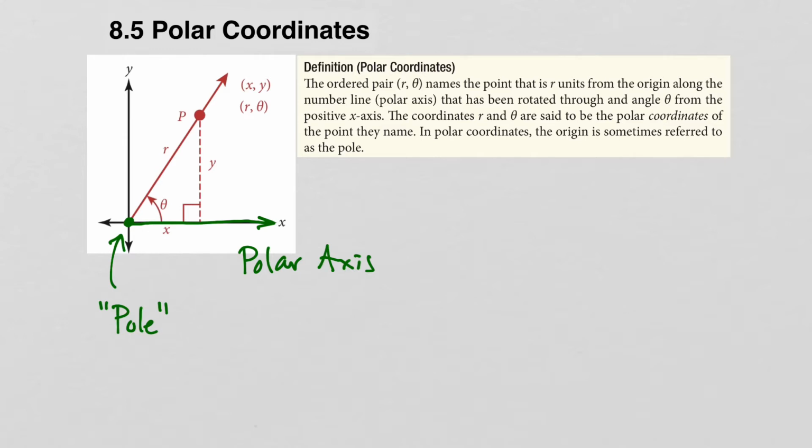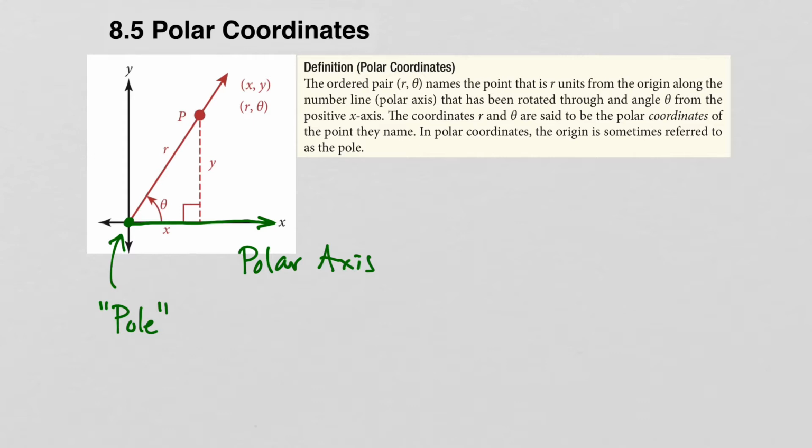Now in this class, we will loosely refer to this point. Sometimes we will call it the pole and sometimes we will call it the origin just because of familiarity. But technically, the polar coordinate system just consists of this ray. So you have the pole and you have the polar axis, and from there you rotate through an angle theta and you go out a distance of r to get to the point. So this gives us another way to describe points in the plane.